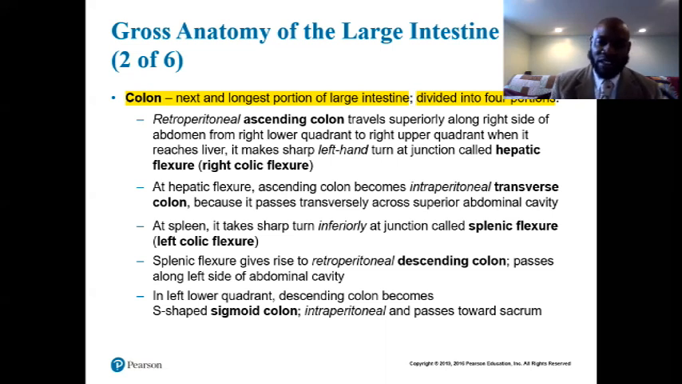And then at the hepatic flexure, ascending colon becomes the intraperitoneal transverse colon. Then at the spleen, it takes another sharp turn, at the junction called the splenic flexure. And then we give rise to the retroperitoneal descending colon, which passes along the left side of the abdominal cavity. In the left lower quadrant it becomes the S-shaped sigmoid colon, intraperitoneal, and passes toward the sacrum. Remember the sacrum at the base of your spine.